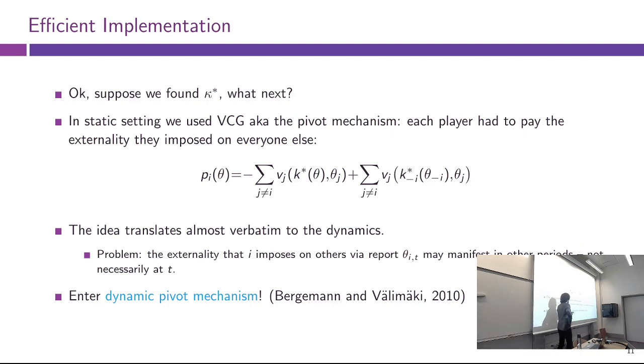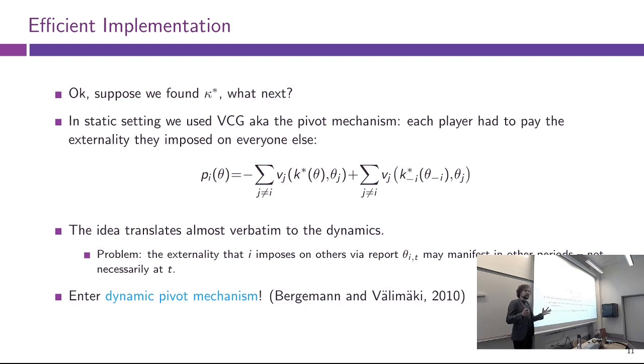So how does VCG work? VCG charges every player the externality that this player induces on everybody else's utilities. So player i must pay to the mechanism the difference between everybody else's welfare when we take player i into account and everybody else's welfare when we ignore player i. This is the externality that player i's existence induces into the mechanism.